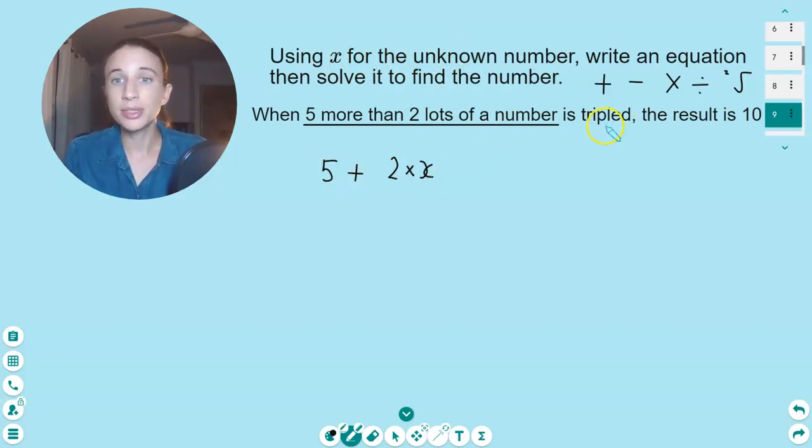is tripled. See, these can be confusing. It's weird. I've done many of these, so I'm trying to teach it. Is tripled. What does tripled mean?